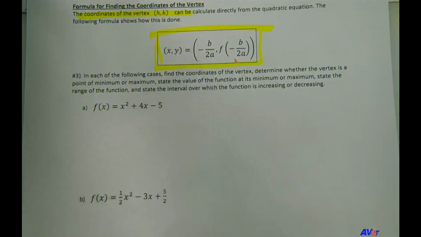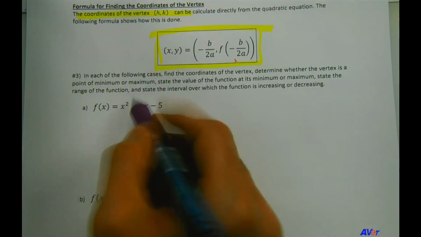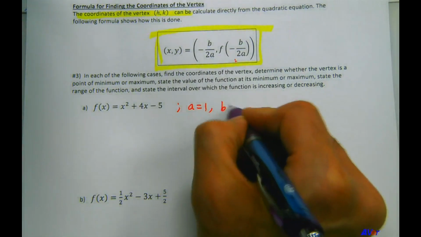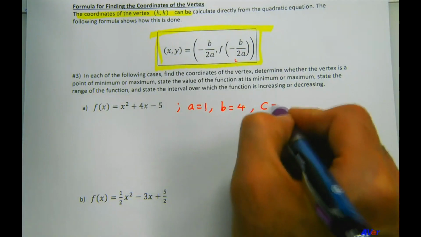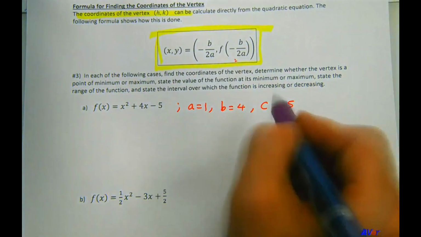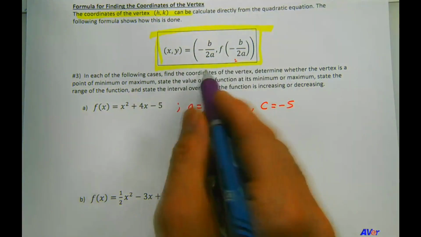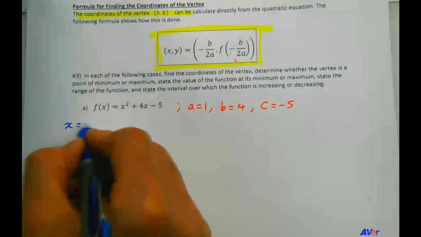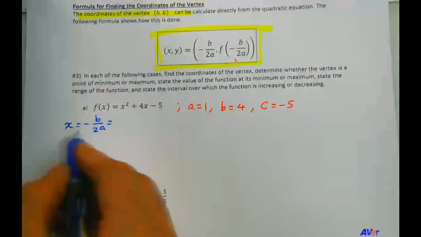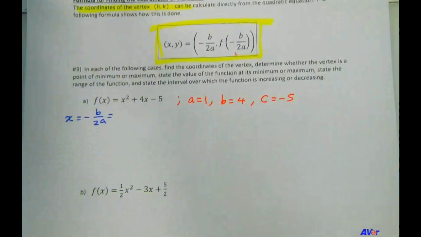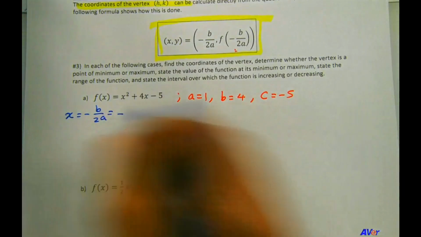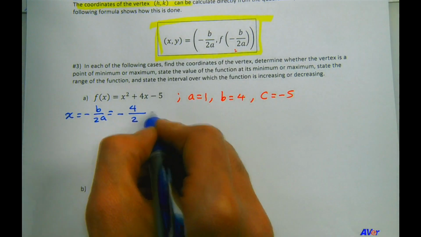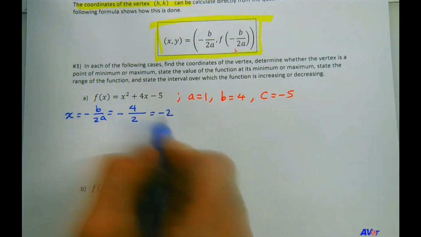So using this formula, we already know from applying the quadratic formula that a here is equal to 1, b is equal to 4, and c is equal to -5. We don't really need c, so a and b we can use. So let's find the x component here, which is equal to minus b over 2a, right? That's the x component. Okay, so minus b, which is 4, over 2a, which is 2 times 1, is 2, is equal to -2. Right? That's the x component.